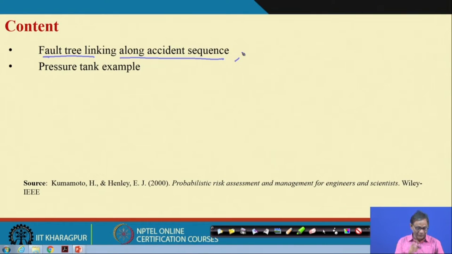Then we will first discuss a general example, and then we will go for the pressure tank example, because we have discussed this pressure tank example in previous lectures, and we are trying to bring it into all the lectures as much as possible, so that there will be a common thread showing how different concepts, methodologies, tools and techniques are employed with reference to a particular example.